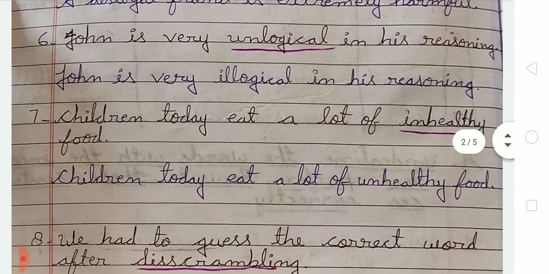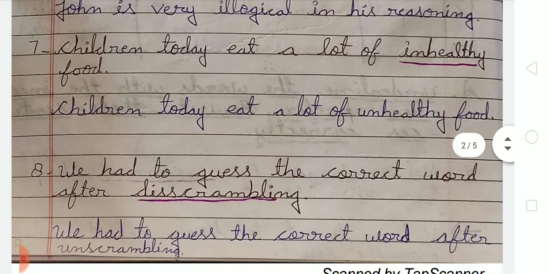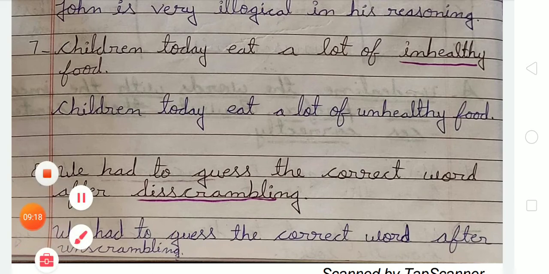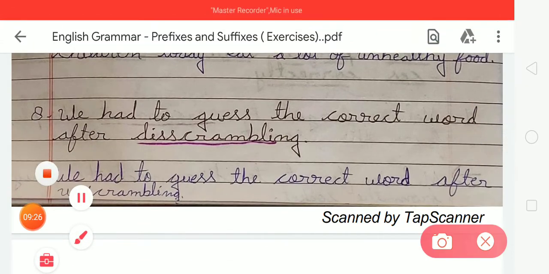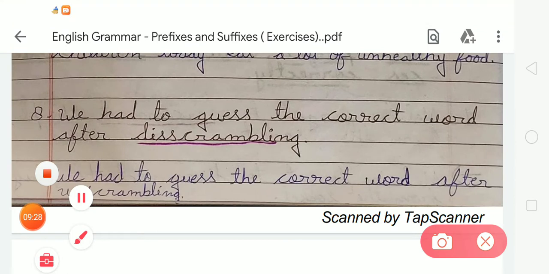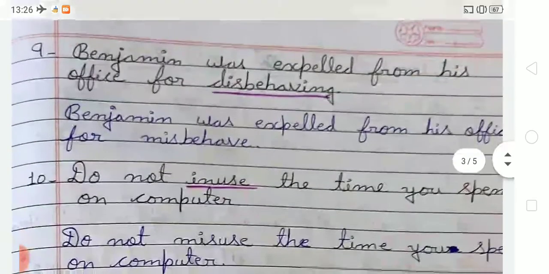Okay. Now seventh is children today eat a lot of unhealthy food. So firstly we have to underline the word unhealthy, and after that we have to rewrite this sentence like this. Children today eat a lot of unhealthy food. Now the eighth is we had to guess the correct word after discrumbling. So student, firstly we have to underline the word discrumbling, and after that we have to rewrite this sentence like this. We had to guess the correct word after unscrumbling. Okay, unscrumbling.